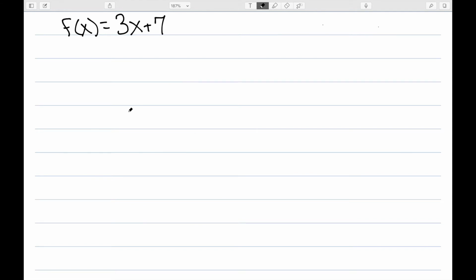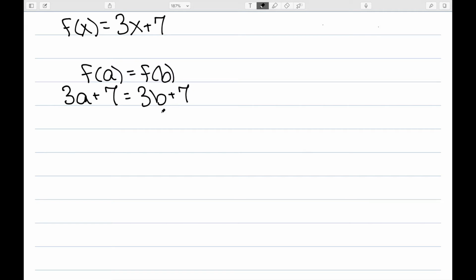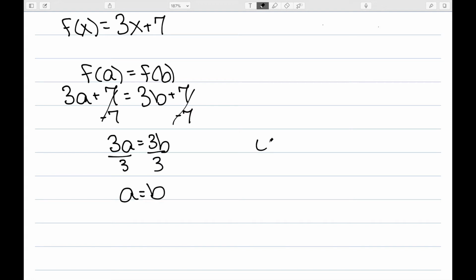Let's start with the function f of x equal to 3x plus 7. We need to start by assuming f of a is equal to f of b. F of a means 3a plus 7, and f of b means 3b plus 7. We could subtract 7 from both sides. When we do, we get that 3a is equal to 3b. Divide both sides by 3, and we get that a is equal to b. So this is one-to-one.